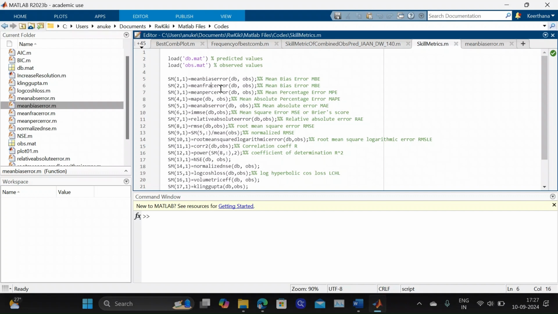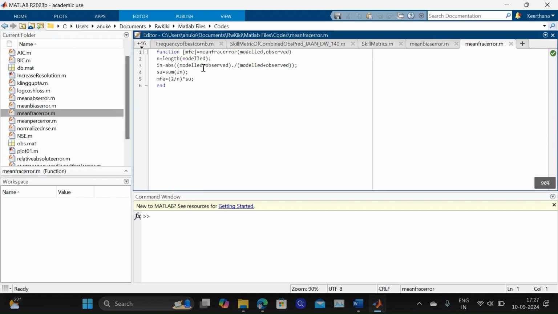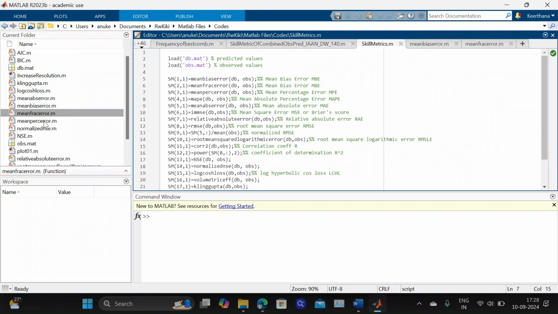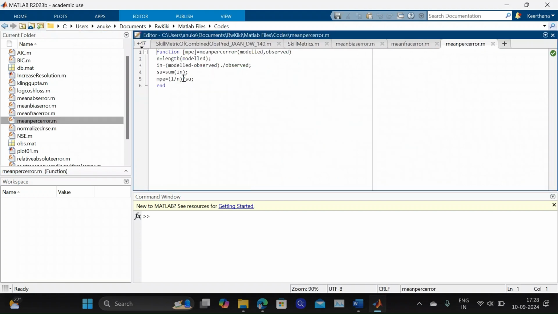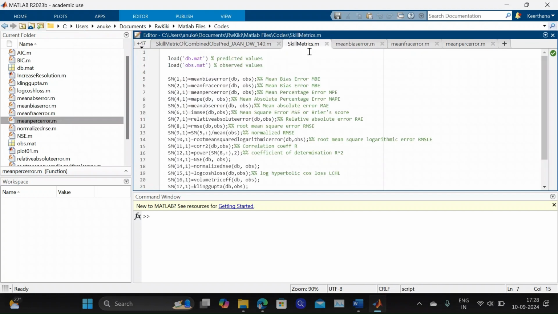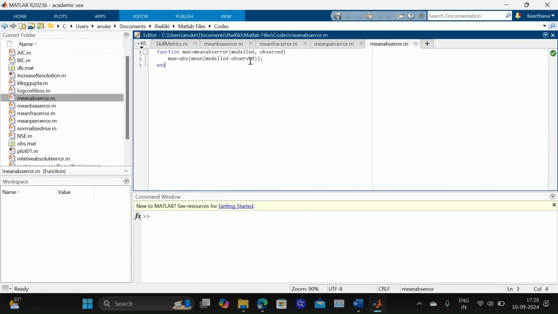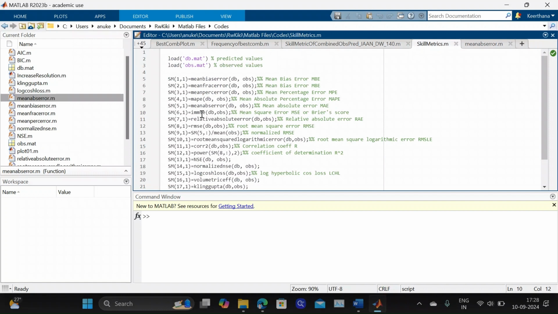Now the second metric is mean fractional error. This is the function for mean fractional error. Then mean percentage error. Now mean absolute percentage error, MAPE, you can use as an inbuilt function. Now for mean absolute error, the absolute value of this. Now this is for mean square error. It is an inbuilt function.